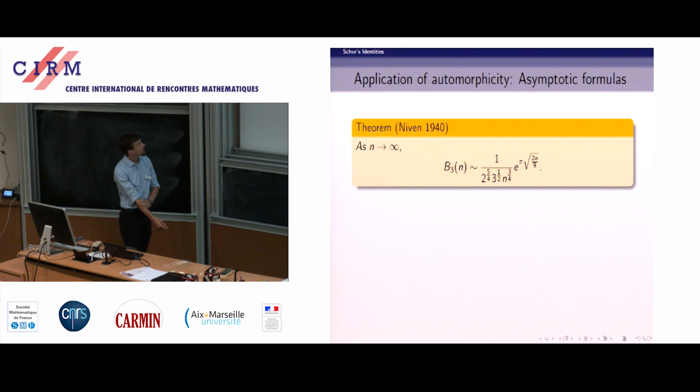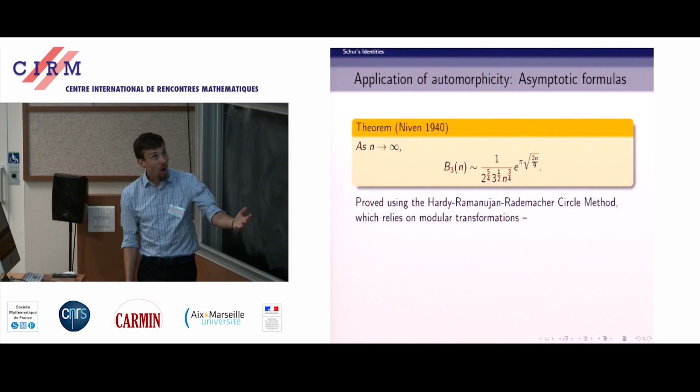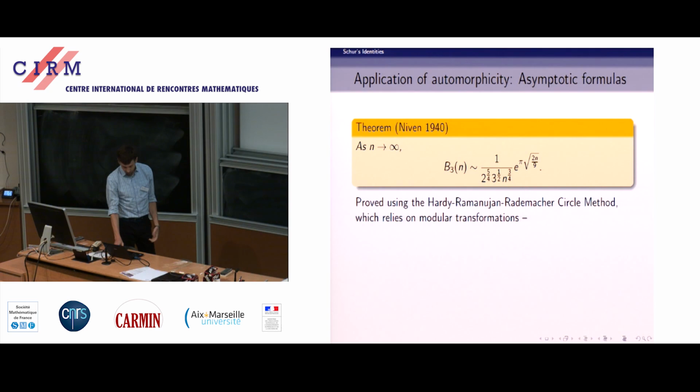There's no particular point in me writing these other than that I have slides and you might care to look at the numbers. But the proof, again, was following Rademacher's perfection or completion of the Hardy-Ramanujan circle method, which uses, in a fundamental way, the modular transformations.